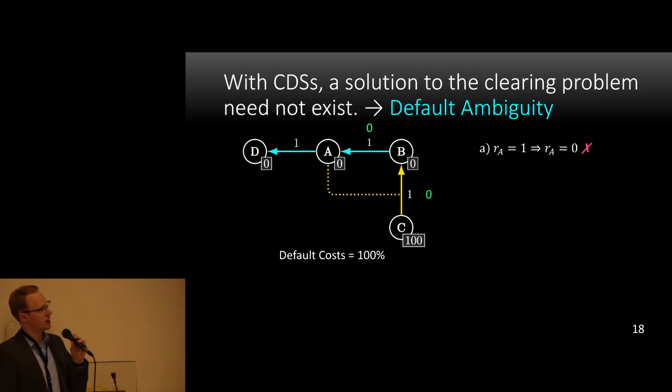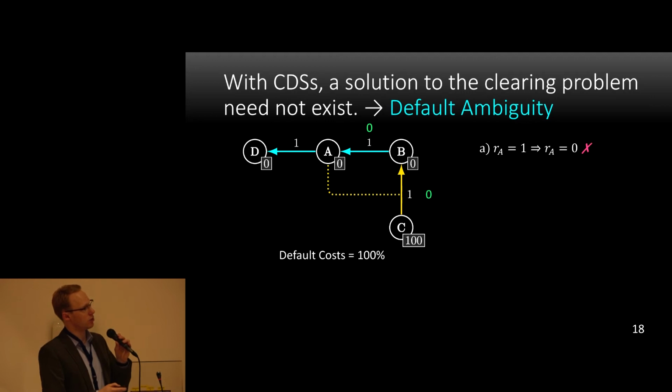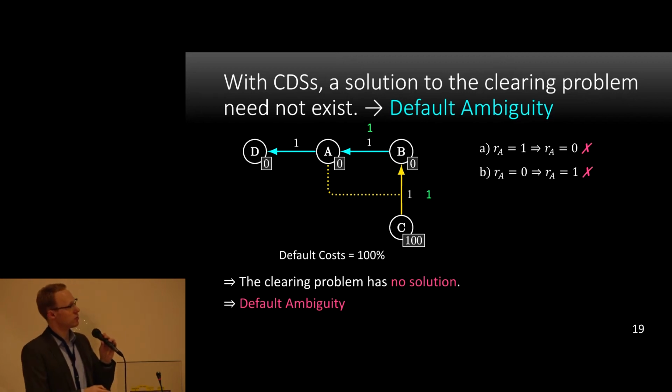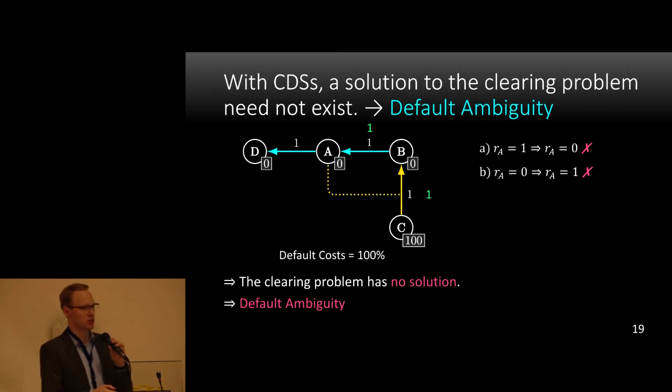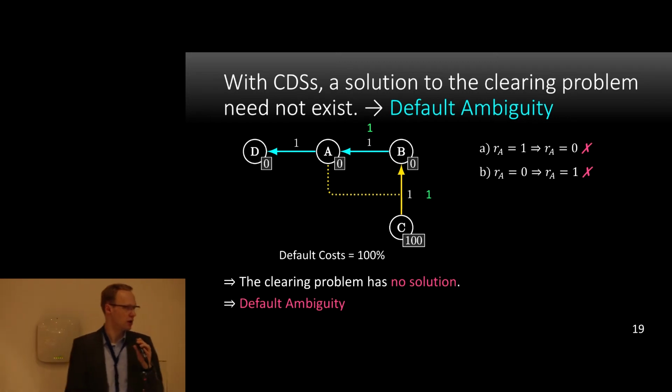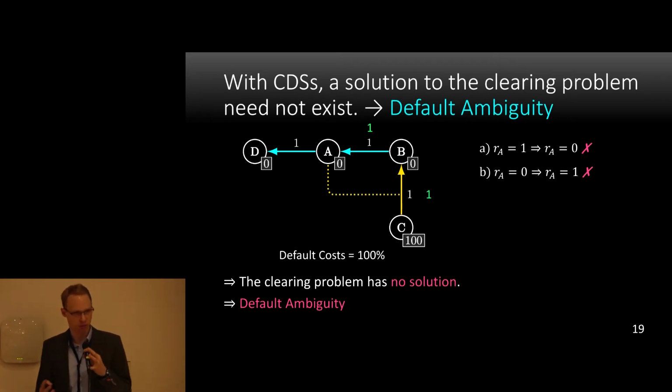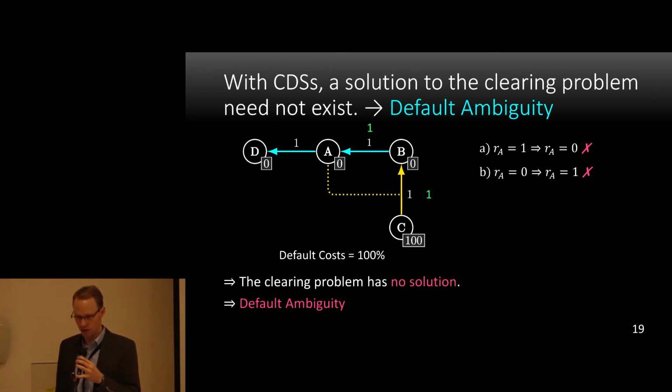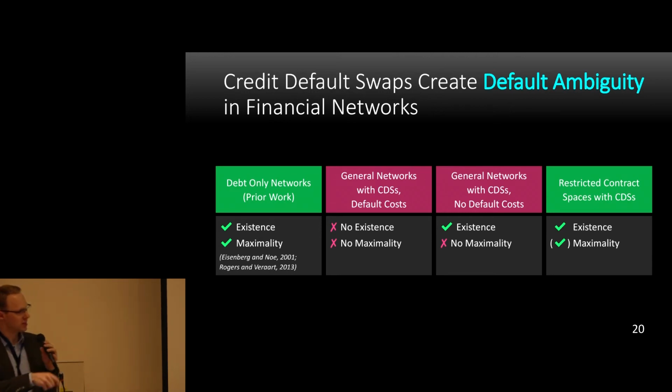So let's first look at the case where the recovery rate of A is 1. So A is not bankrupt. Then this CDS doesn't have to pay anything, right? Because it's 1 minus recovery rate. So bank B does not have anything and cannot pay anything to A. But this means that A does not have anything, and therefore its recovery rate should be 0. And that's a contradiction. The other direction, if the recovery rate of A is 0, then this CDS will pay everything, so B can pay everything to A. So A has sufficient assets to pay this contract, and the recovery rate should actually be 1. And that's a contradiction too. So here, the clearing problem has no solution, and we have this phenomenon we call default ambiguity, because it's not defined whether A is in default or not. So I'm successively filling out this table.